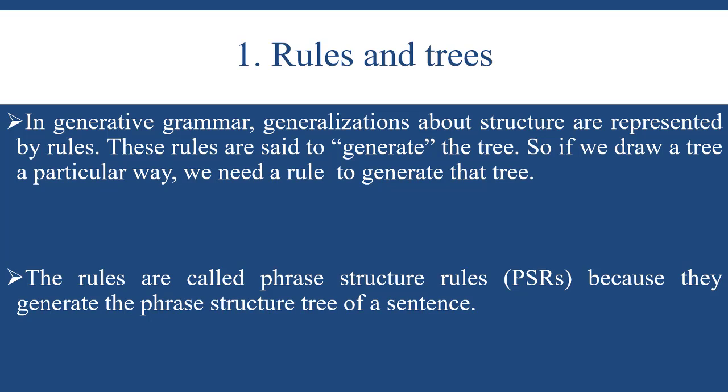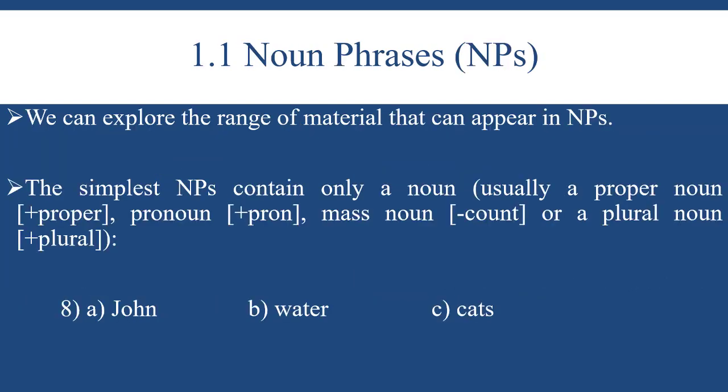Now, rules and trees. In generative grammar, generalizations about structure are represented by rules. These rules are said to generate the tree. So, if we draw a tree a particular way, we need a rule to generate that tree. The rules are called phrase structure rules, PS rules, because they generate the phrase structure tree of a sentence. You are going to see these rules.